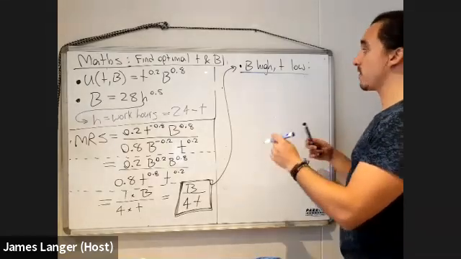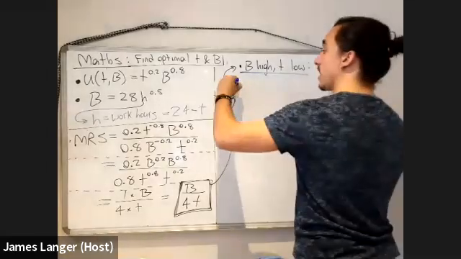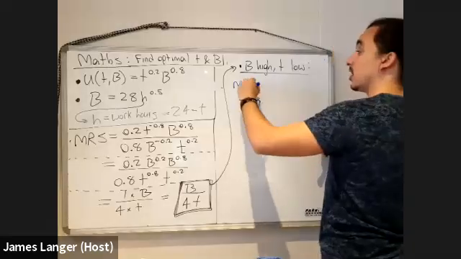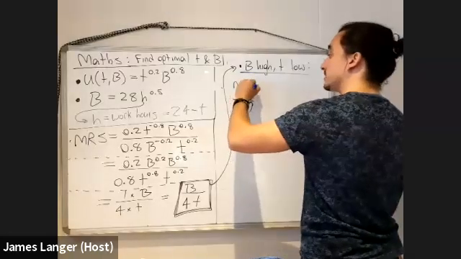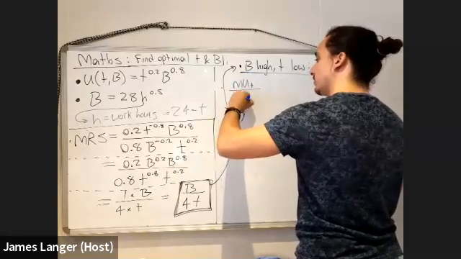So let's actually do it this way around. What is the MRS, right? MU of T over MU of B.